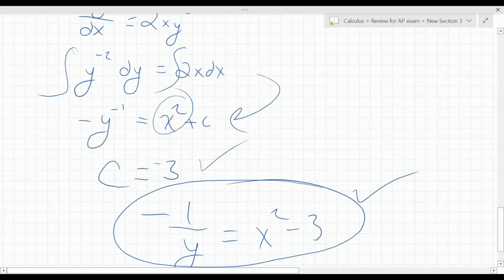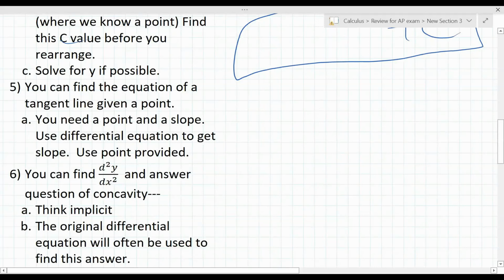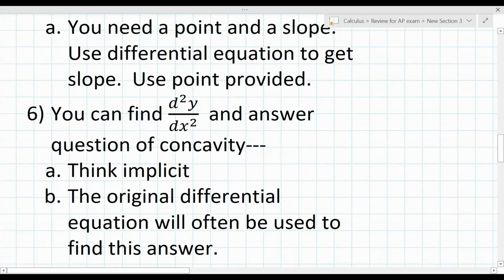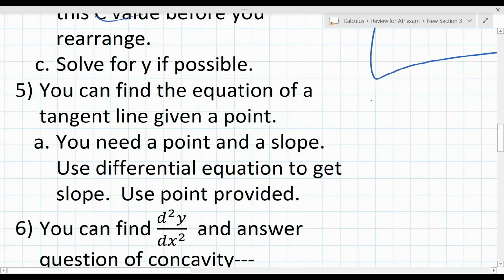Now, last bit, and then we're done. So I want you to think about how this can be extended. I could ask you to find the equation of some tangent line on this curve that we just found. So I could say, find the equation of the tangent line at the point, and I could name something, 3 comma something.